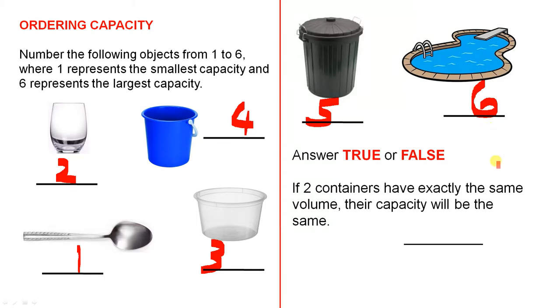Answer true or false. If two containers have exactly the same volume, their capacity will be the same. So we're talking about the internal volume, that is the space inside each object. So if those two volumes are the same, their capacity will be the same, which means that they will hold the same amount of water. What do you think about that? Same volume, same capacity? You are correct.